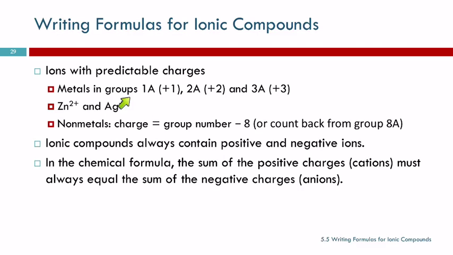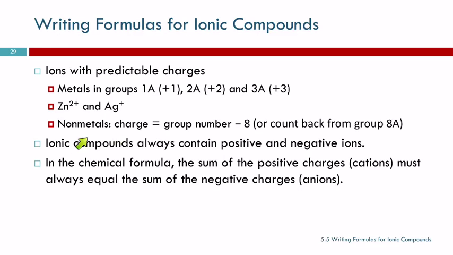All of the metals in group 1A form +1 ions. All the metals in group 2A form +2. And all the metals in group 3A form +3 ions. That's convenient, huh? This is why I like those numbers instead of the other numbers. And then there's two that are just kind of random that you have to memorize, zinc and silver. So you'll hear me chant this a lot: groups 1A, 2A, 3A, zinc and silver. These are the elements that have predictable charges.